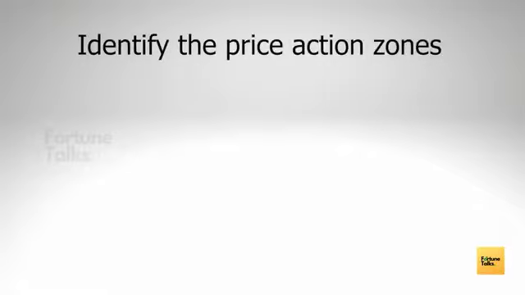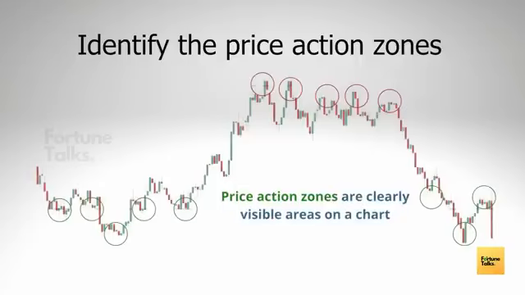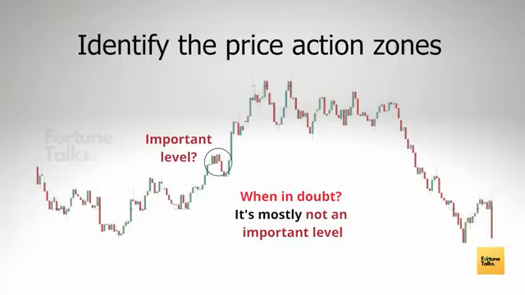Moving on to the second step, we have to identify the obvious price action zones. A price action zone can be described as sticky points on the chart. This is because the level sticks out, or is easily visible to your naked eyes. So if the level sticks out, the level matters, or it is a level of importance. But if you are doubting your eyes and asking if it is a level or not, then it's better to ignore it because it is not an important level.